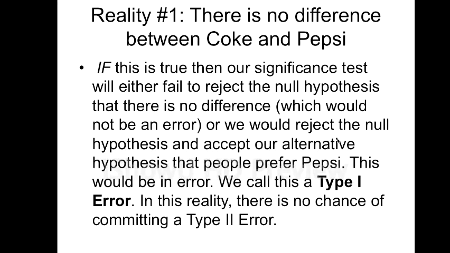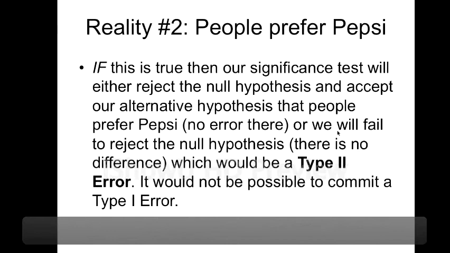Or we could reject the null hypothesis and accept our alternative hypothesis that people prefer Pepsi. This, of course, would be an error because we know Coke and Pepsi are exactly the same. This is what we call a type 1 error, rejecting our null hypothesis when we should not. In this specific reality, there is no chance of committing a type 2 error because that would require there to be a difference between Coke and Pepsi. Okay, so there's a type 1 error in this reality, but no possibility of a type 2.